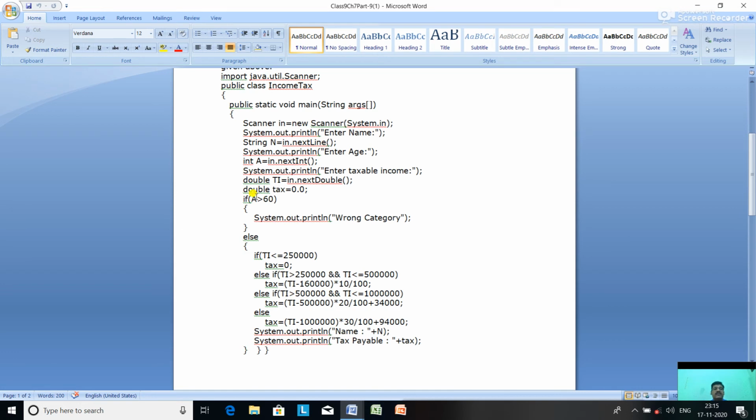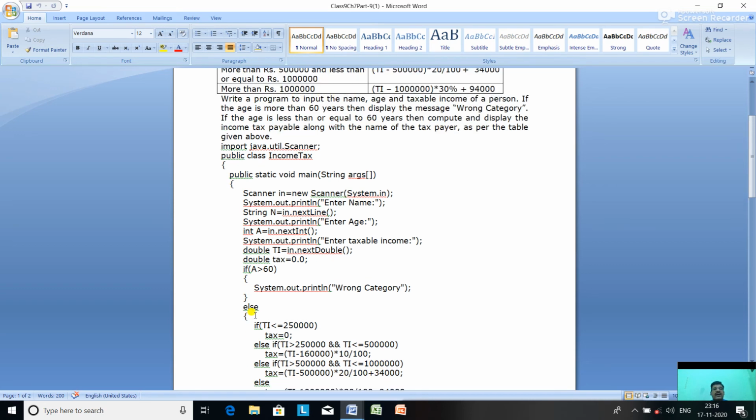The else means if the age is not greater than 60, then the else part will execute. If ti, taxable income, less than or equal to 2,50,000, then tax is given here what? Nil. So tax equal to 0. Else if ti, taxable income, more than 2,50,000 and taxable income less than or equal to 5 lakh, then tax equal to 10% of taxable income minus 1,60,000. Else if taxable income is above 5 lakh and less than or equal to 10 lakh, then 20% of taxable income minus 5 lakh and plus 34,000.